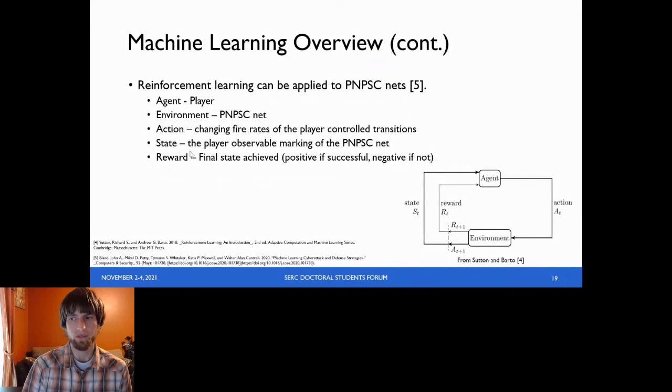We can map the reinforcement learning concept to a PMPSC net as follows. The agent is the player, the environment is the PMPSC net, the action is changing the fire rates of player control transitions, the state is player observable markings of the PMPSC net, and finally the reward is the final state achieved, positive if it's successful, negative if it's not successful.